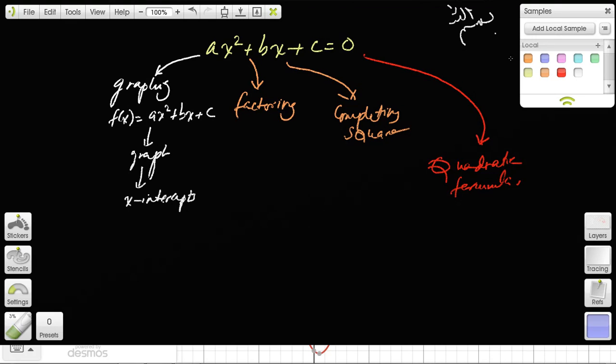Next time, before we move on with the rest of the chapter, I would like to talk about the quadratic formula, and we shall derive the quadratic formula before we go on doing more examples with quadratic functions and equations.